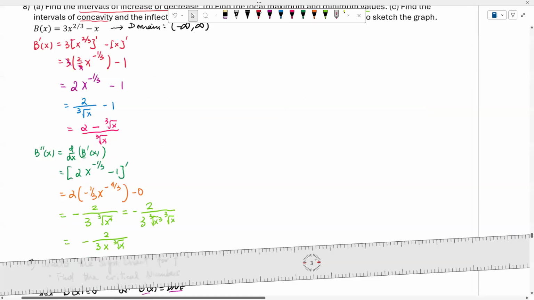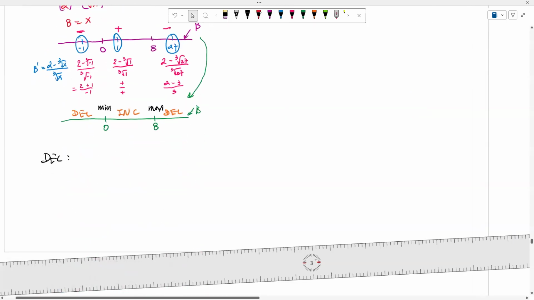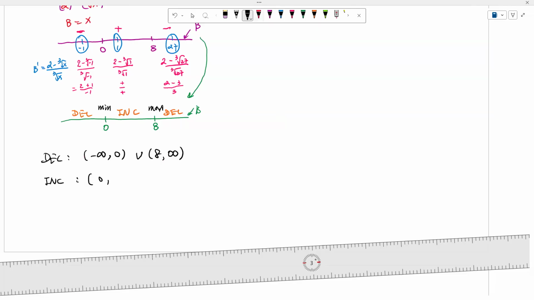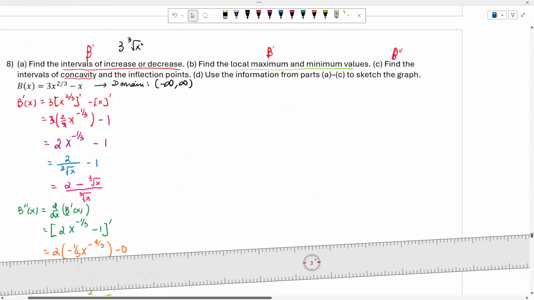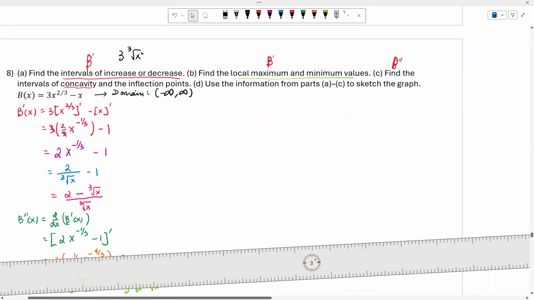Then now I will be able to work with the interval. So decreasing is from negative infinity to 0, union 8 to infinity. And then increasing is between 0 and 8. Then now let's work with B.